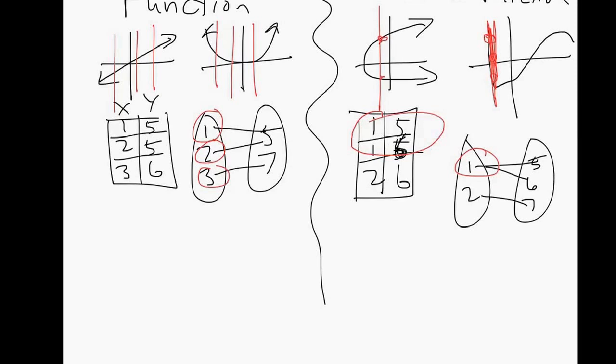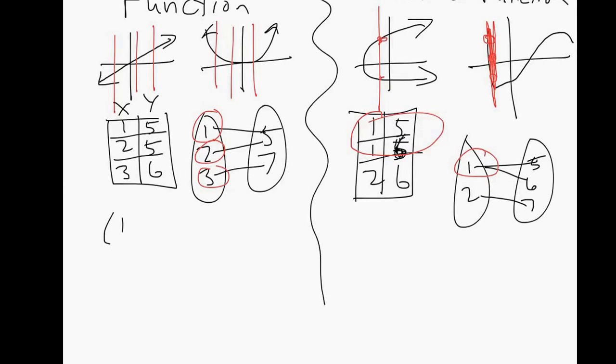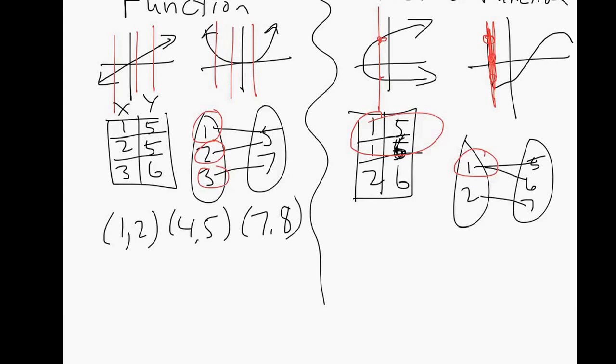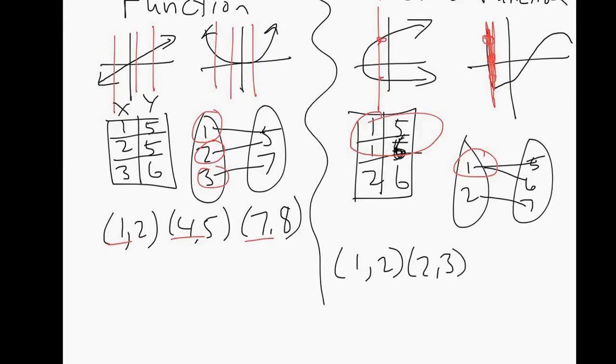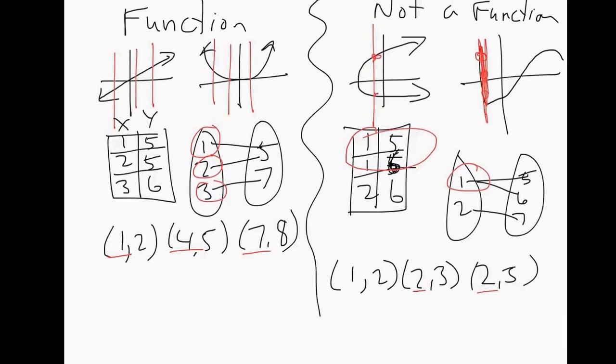Okay, we could also do ordered pairs. Ordered pairs basically follow the same direction as the table. So if we had 1, 2, 4, 5, 7, 8, all we would do is look at the x values: 1, 4, 7. That is a function because those are all different. An example of something that's not a function: 1, 2, 2, 3, 2, 5. Because this 2 repeats, that's not a function.